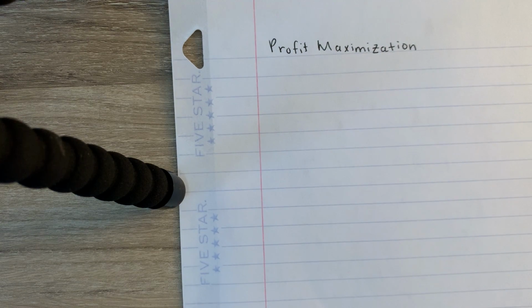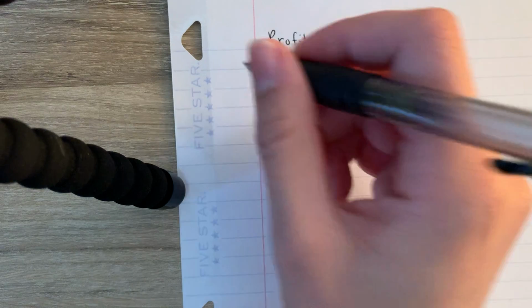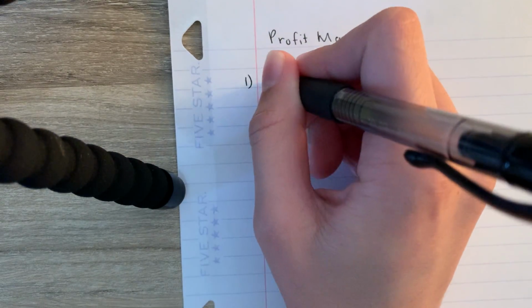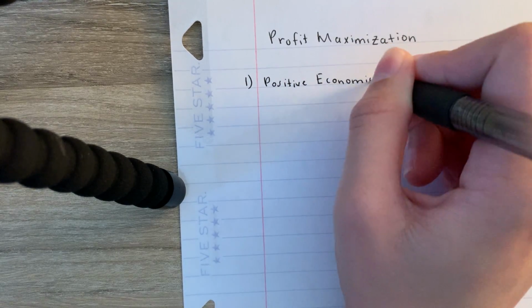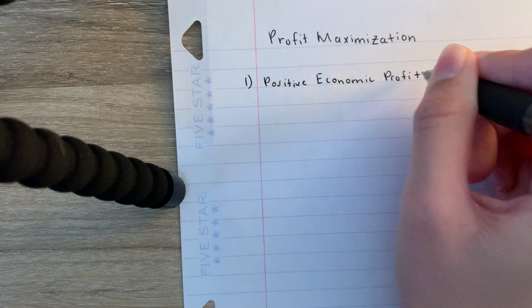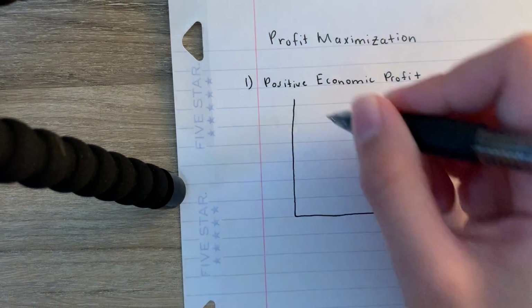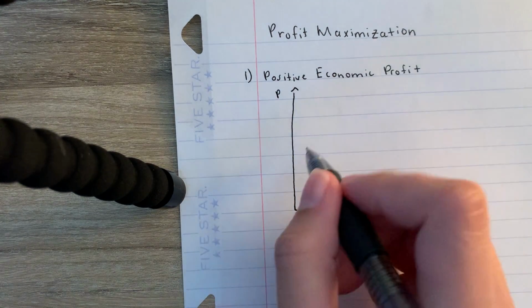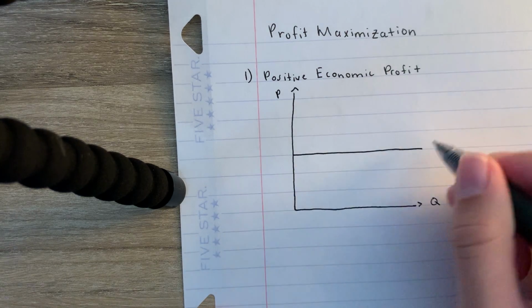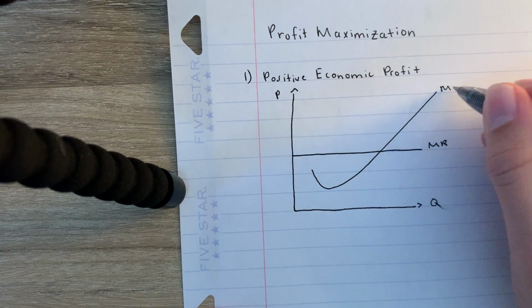Everybody. So today let's review profit maximization, so positive and negative economic profit. So we start out with positive economic profit. Right, so we have our usual profit maximization graph. Price, quantity, marginal revenue is right here. And then we have our Nike swoosh marginal cost curve.